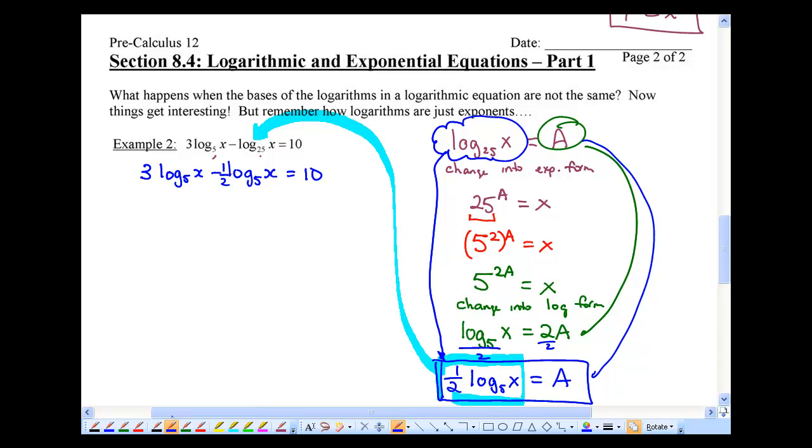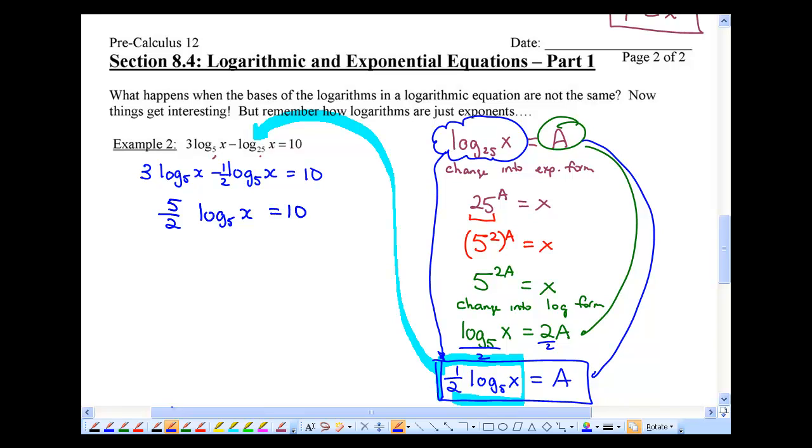Because you see I have 3 log base 5x's, take away half of a log base 5x. Well, 3 minus a half is just 2.5, or maybe I'll use improper fractions. So 2.5, same thing as 5 over 2, right? 5 over 2 log base 5x equals 10.